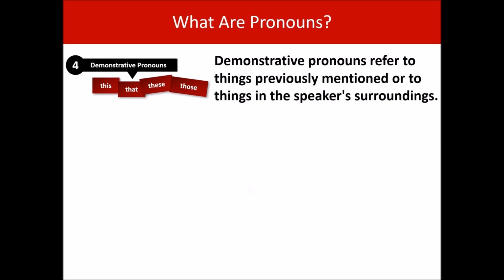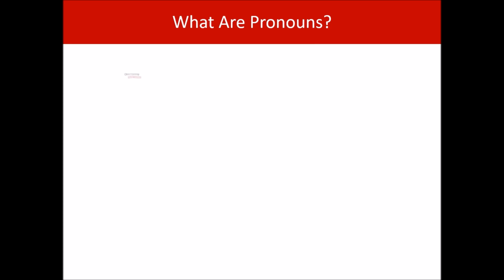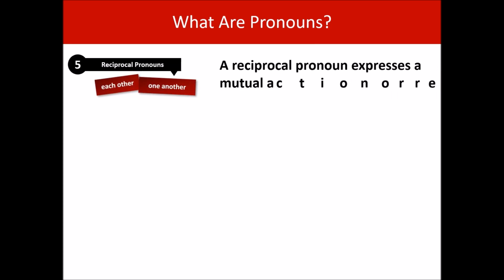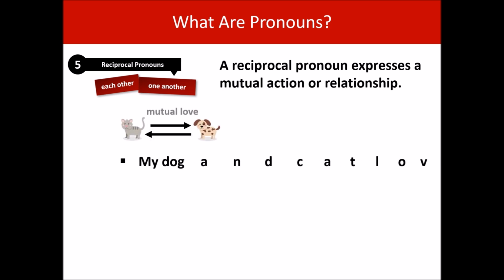Okay, let's get on. Number 5. Reciprocal pronouns. Examples: each other and one another. A reciprocal pronoun expresses a mutual action or relationship. So, mutual love. My dog and cat love each other. So this is the reciprocal pronoun.